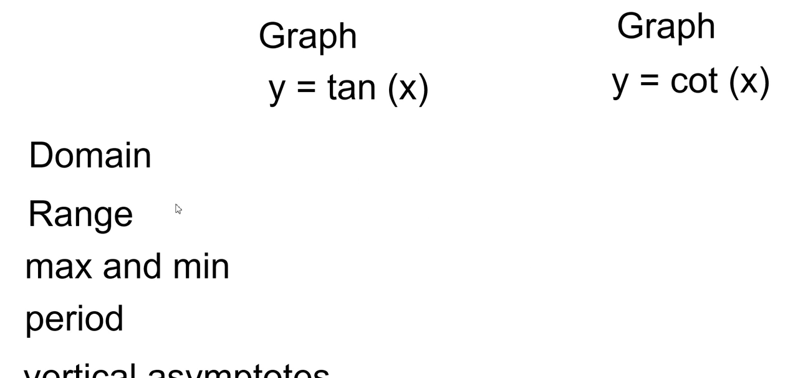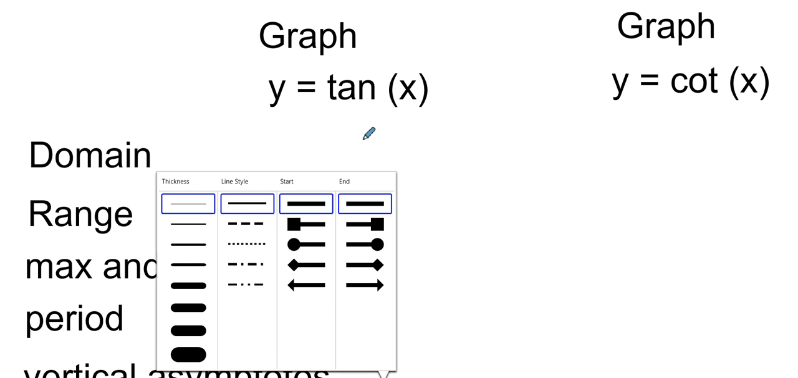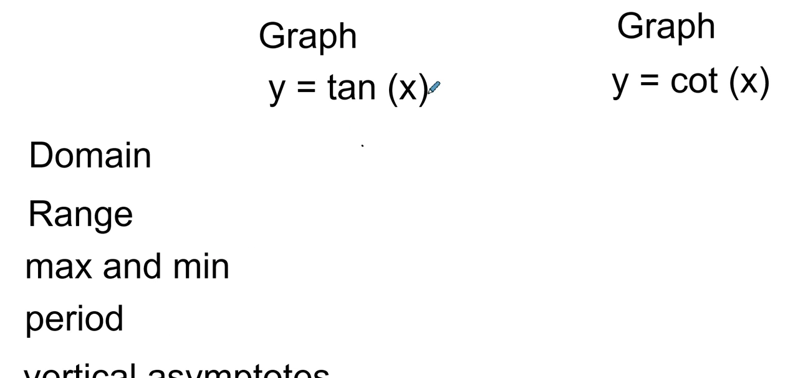All right, so what we're going to do here is find the graphs of two wonderful functions, the tangent graph and the cotangent graph. And so to begin, I'm going to get my little thing right here. Let's talk about tangent. Well, tangent, as we know, is sine of x over cosine of x.